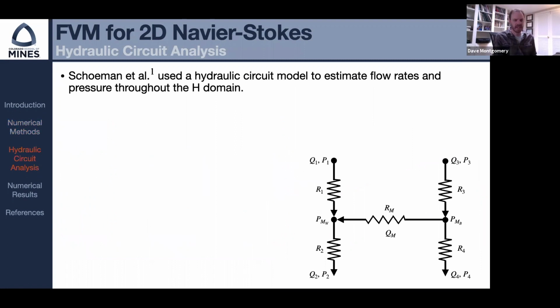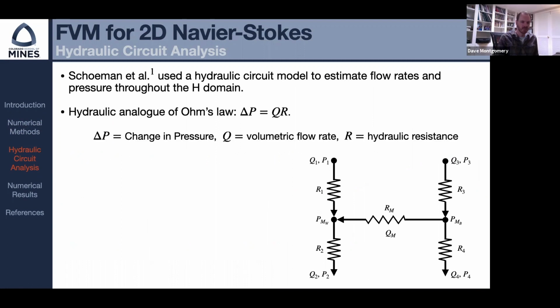Once we knew that the finite volume method was second order accurate on a standard test problem, we began focusing on how to validate our numerical scheme with flow through the H. Schumann et al. used a hydraulic circuit model to estimate flow rates and pressure throughout the domain.